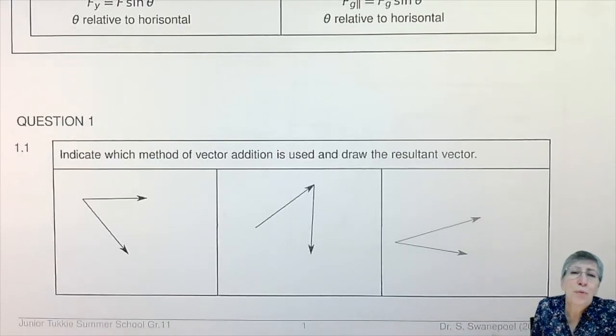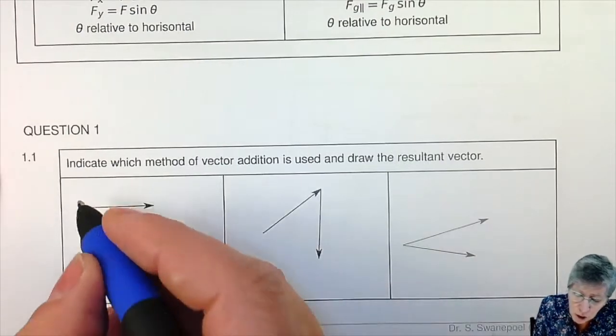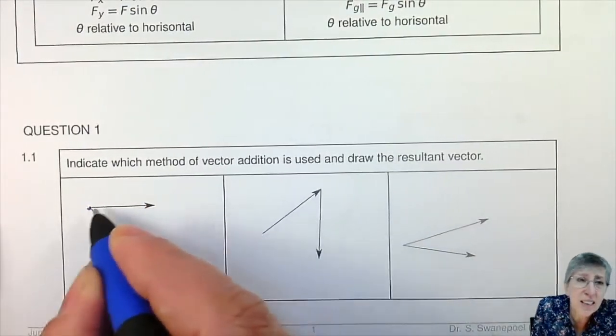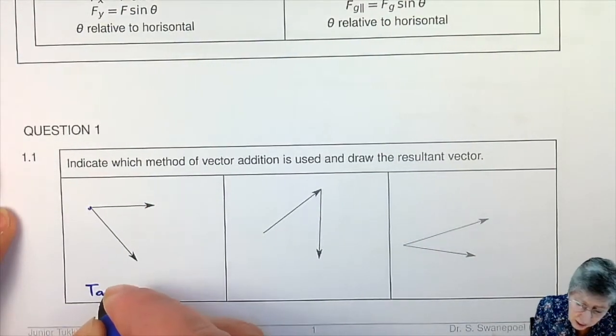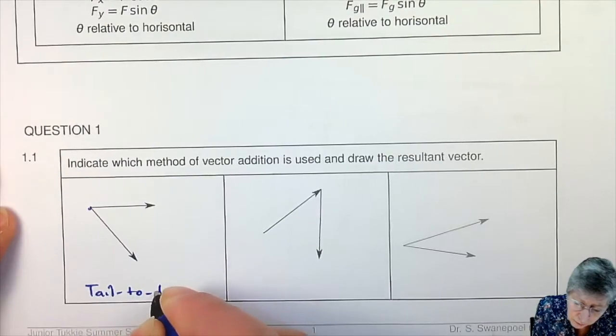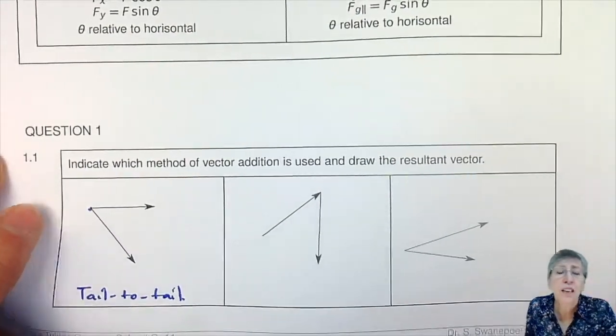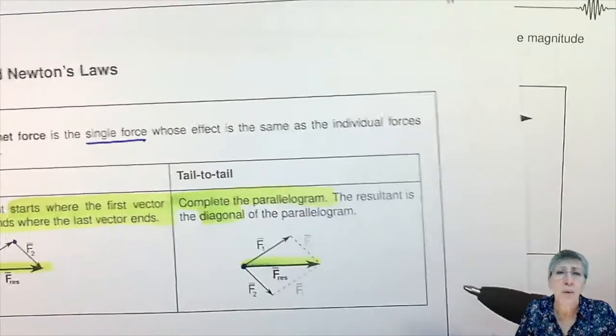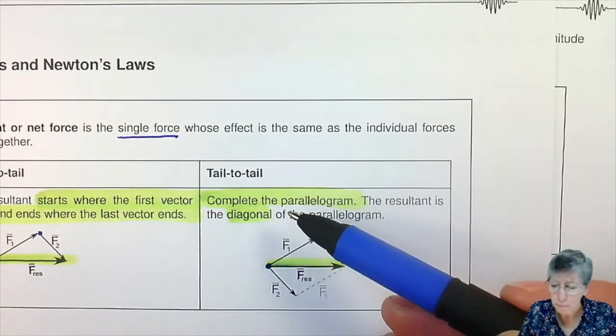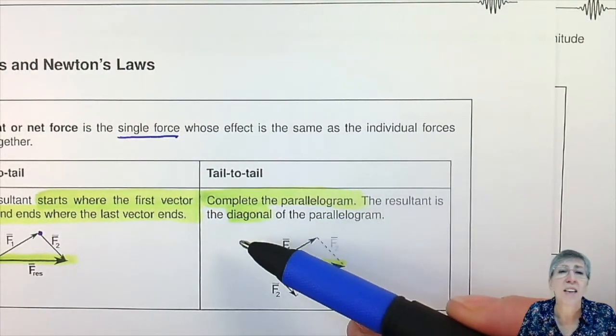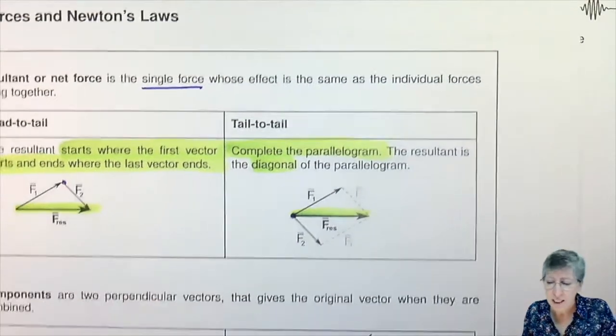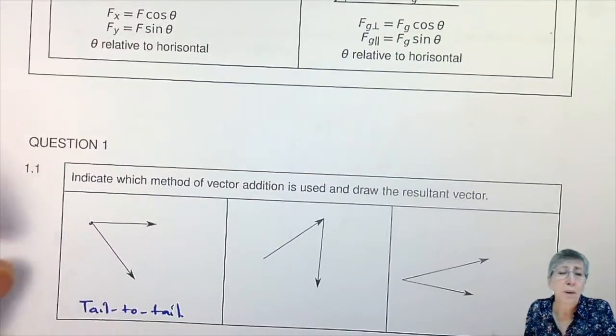Now I hope all of you have done this. First one, if you look over there, you will see tail to tail, right? So tail to tail. And for tail to tail, we have to complete the parallelogram and then the resultant will be the diagonal. So let's complete the parallelogram.